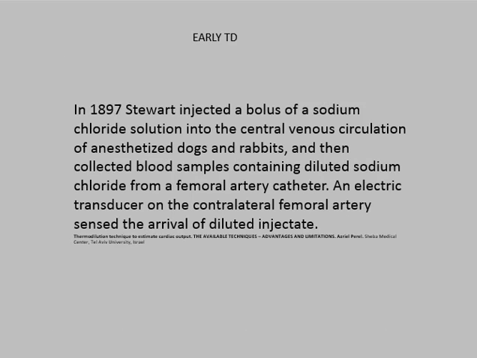Let's go back for a quick little bit of history. Early thermal dilution: in 1897, a man called Stewart injected a bolus of sodium chloride into the central venous circulation of anesthetized dogs and rabbits, and then collected blood samples containing diluted sodium chloride from a femoral artery catheter. An electric transducer on the contralateral femoral artery sensed the arrival of the diluted injectate. So a little light flashed, and Stewart knew when to collect the blood for analysis.